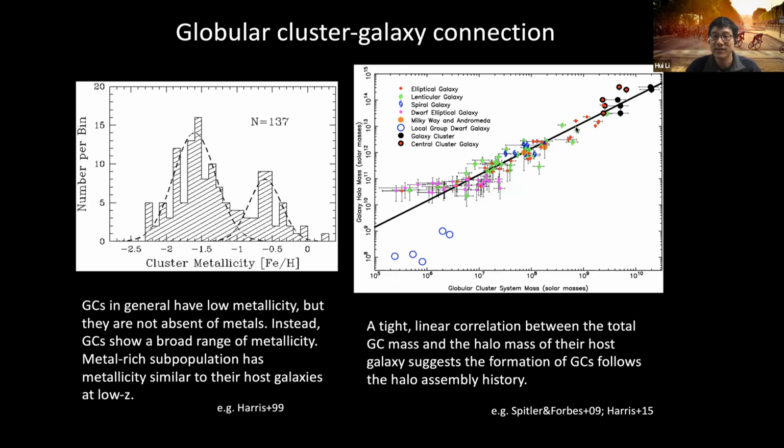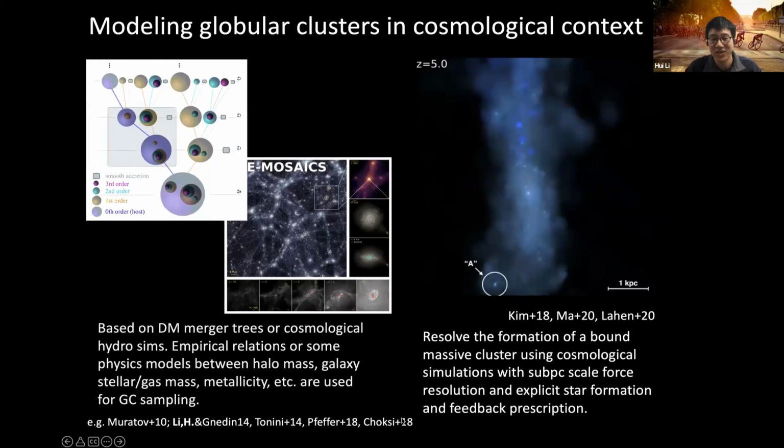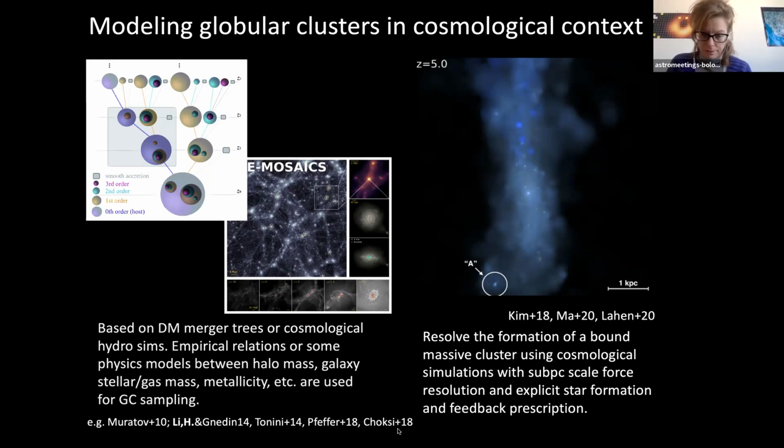And so we are very excited about this. Both the normalization and this linear relation are reproduced. And we also reproduce the overabundance of globular clusters in dwarf systems. So that will be a whole talk for another topic, but I encourage you to check Li and Gnedin 2014 and Choksi. Okay, thank you. Thanks. Any other questions?